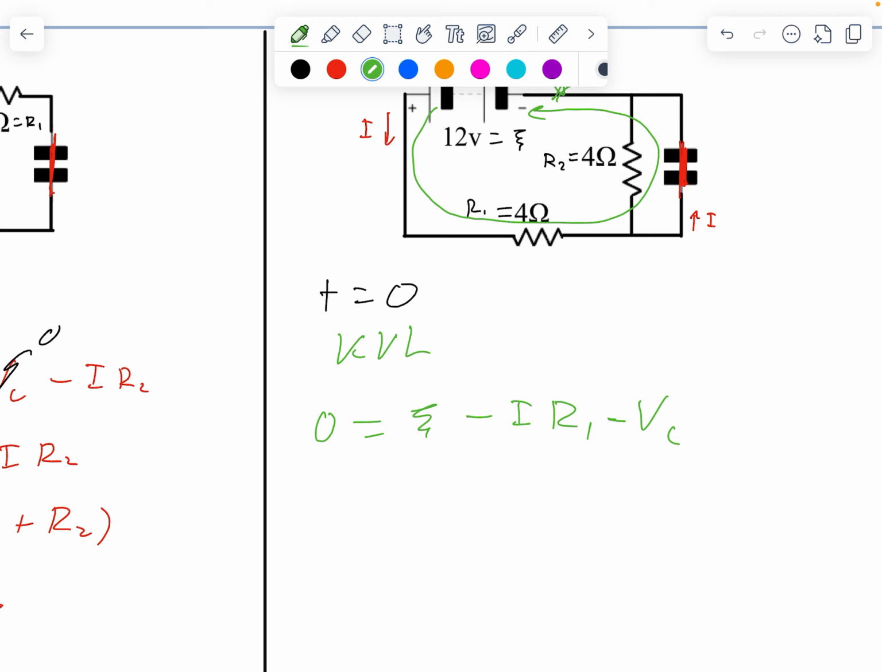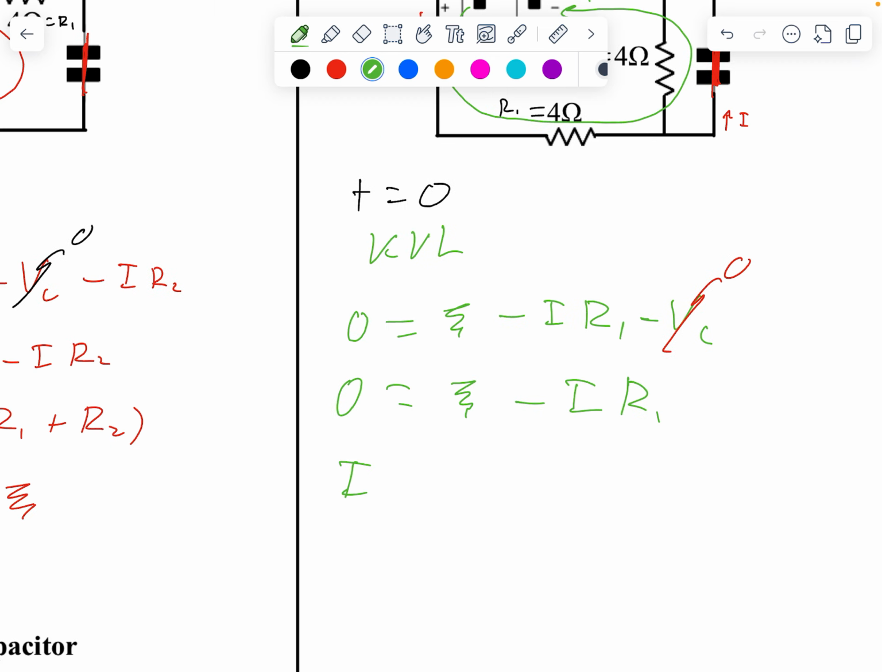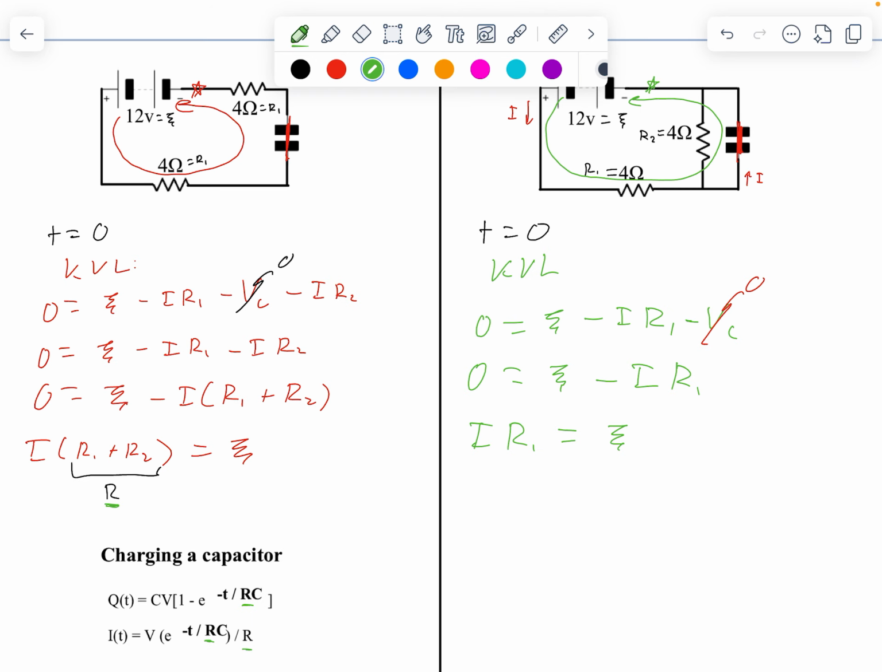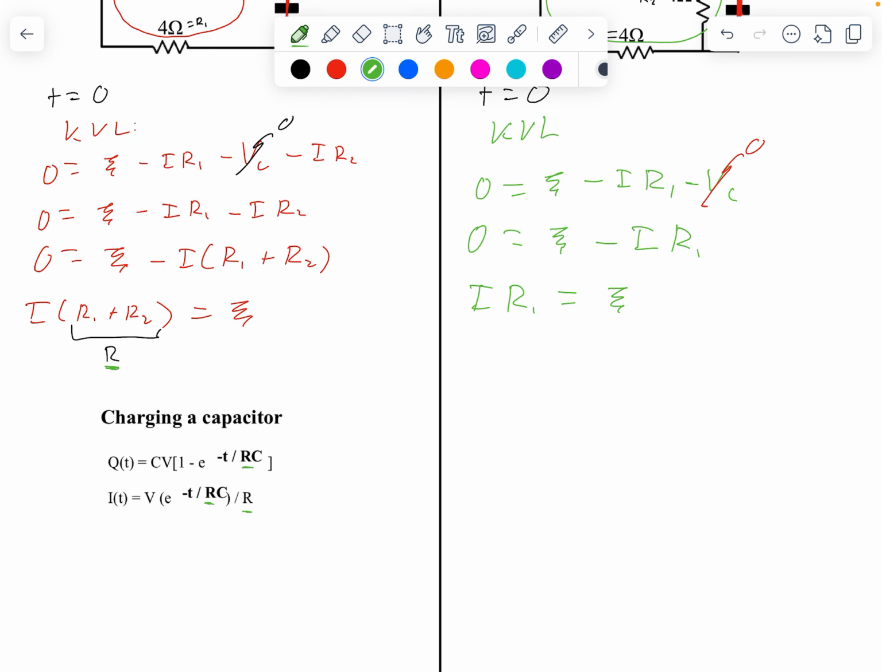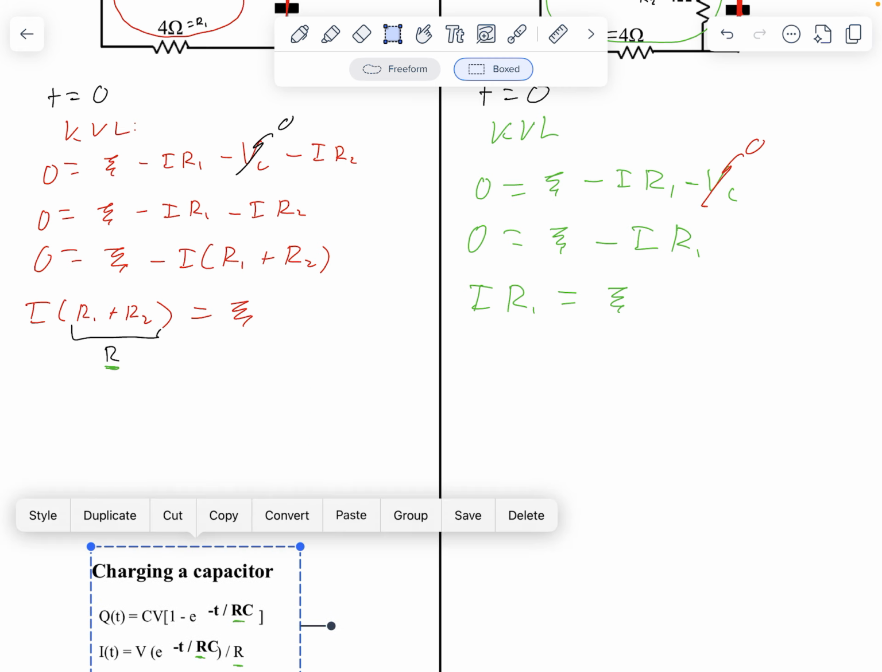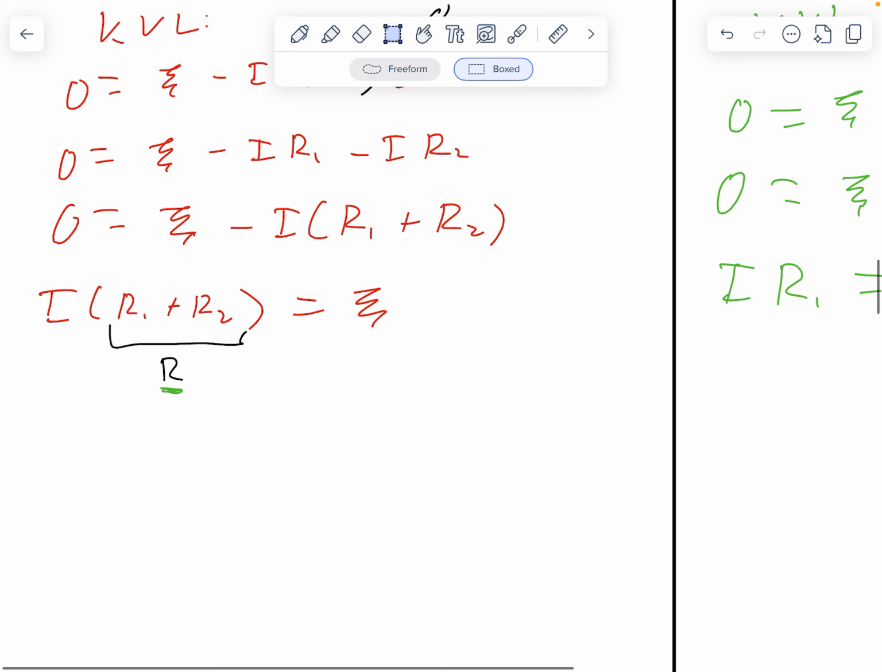At time equal to 0, the capacitor acts like a wire, so there is no voltage drop here. And what am I left with? 0 equals EMF minus I times R1. So we just get this single resistor times the current is equal to the EMF. It's just Ohm's law again. If I could put some numbers into this, let me scooch this down a little bit, just to emphasize the point here.